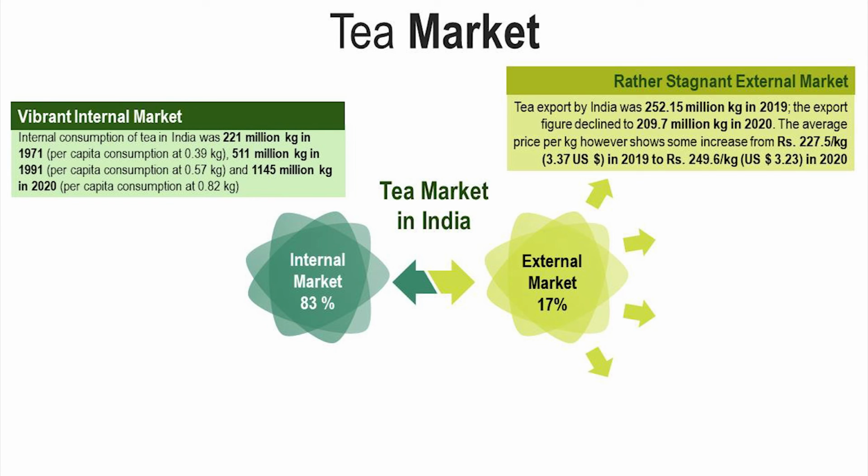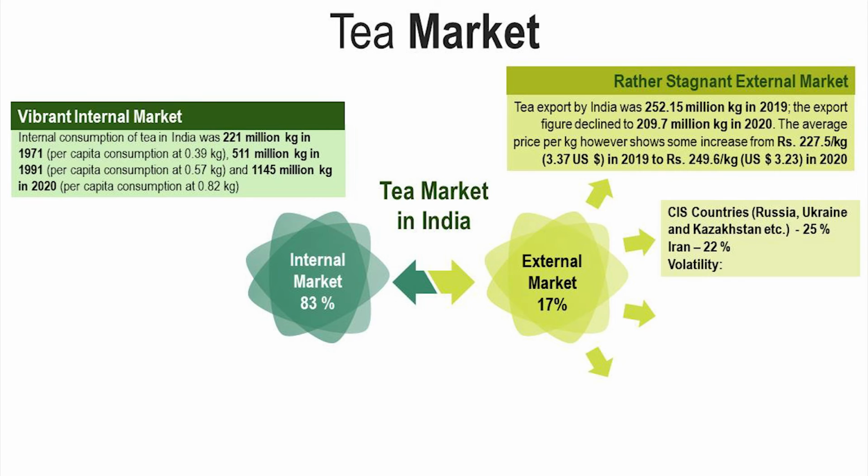And so far as the external market is concerned, we do not see that kind of vibrancy of late. It is relatively stagnating. You can see the data. For instance, tea export from India has declined over the period, and the price has also gone down. And so, compared to the vibrant internal market, we are having a rather stagnant external market. So that is one area of concern.